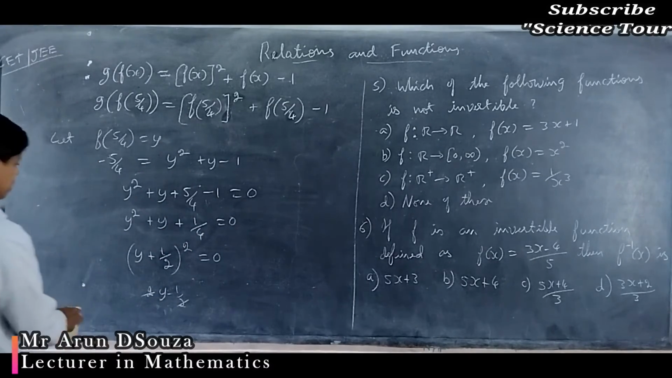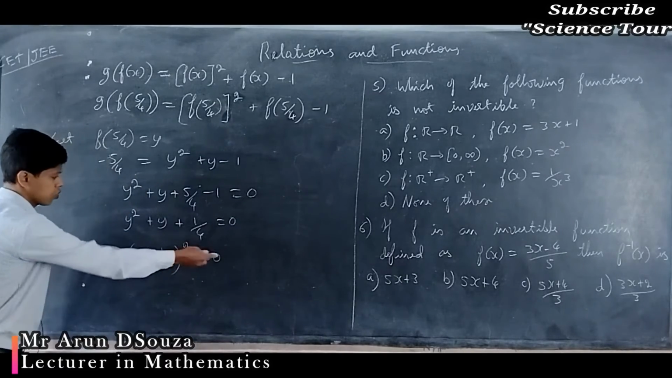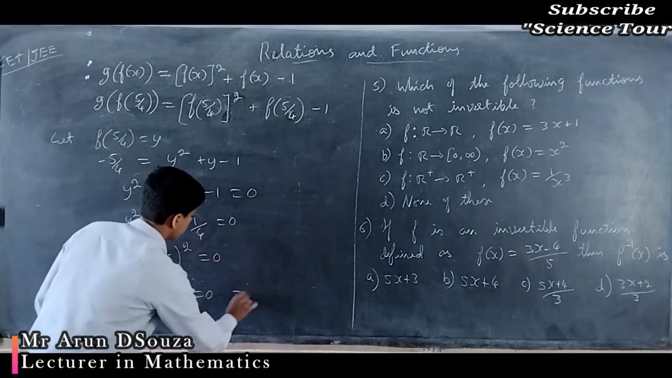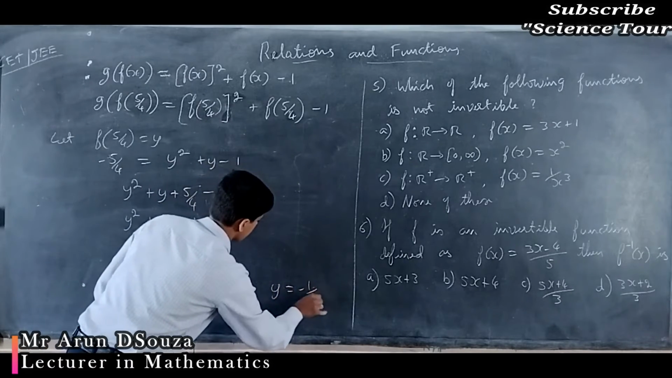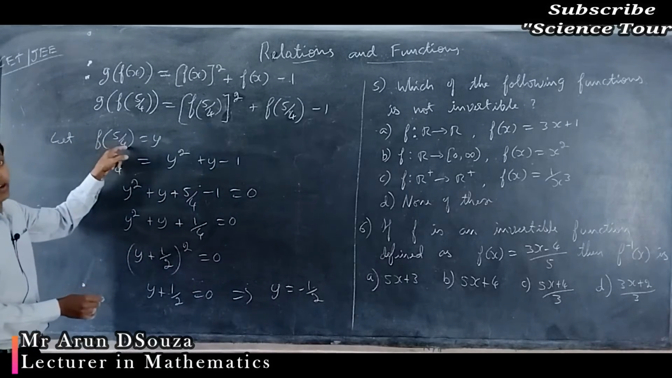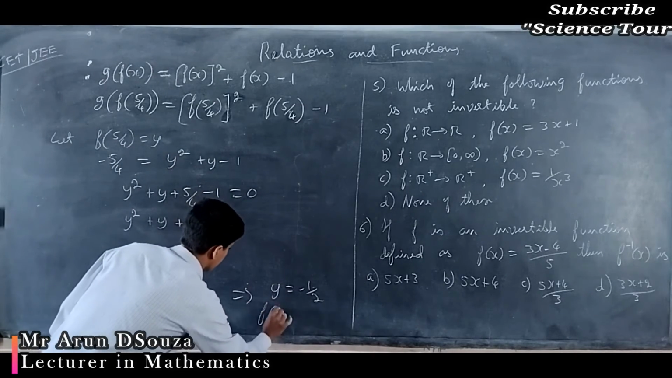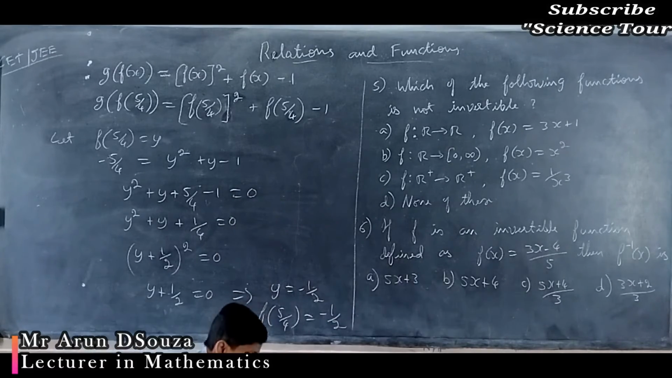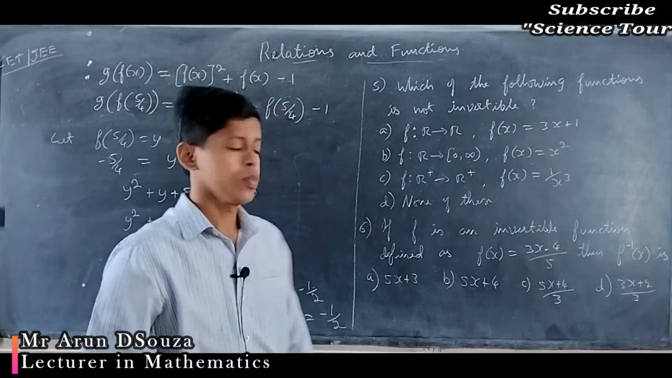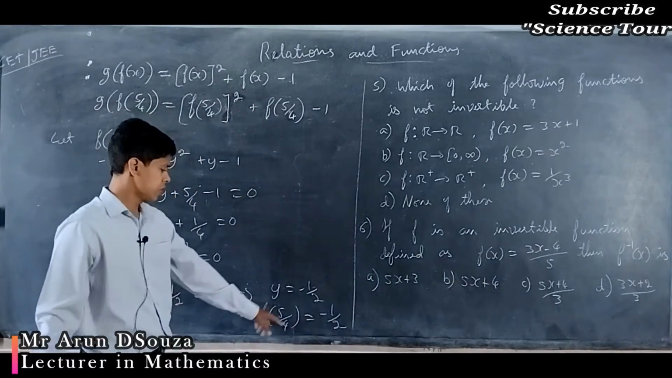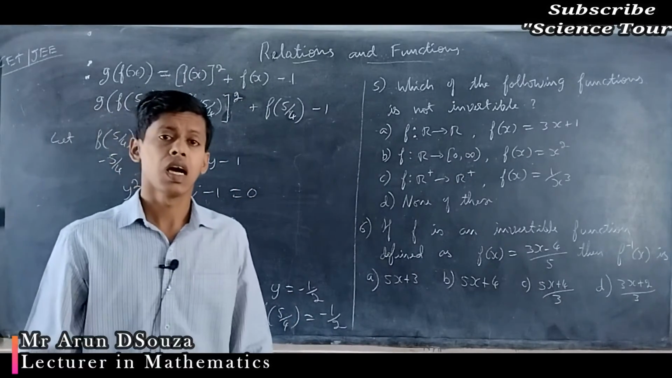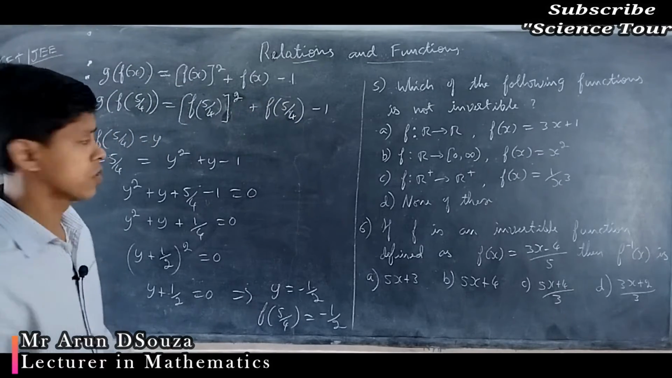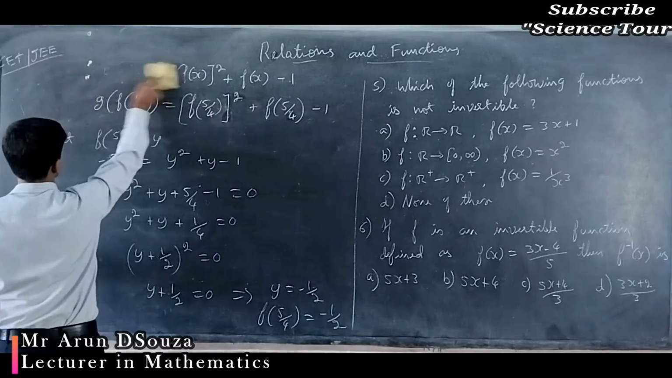So now if the square is 0, then y plus half is also 0, which means y is equal to minus half, which means f of 5 by 4 is minus half. So that's the answer. Okay, so f of 5 by 4 is minus half. Let's move on to the fifth question.